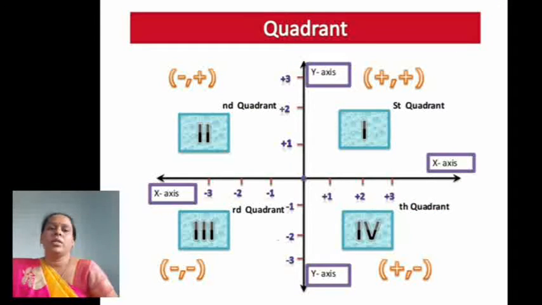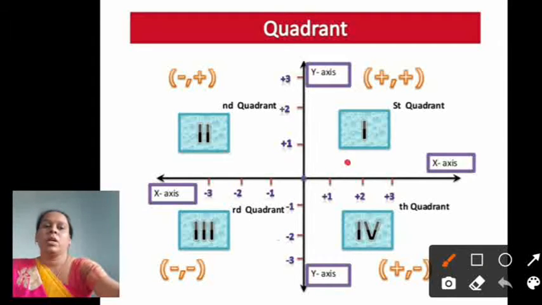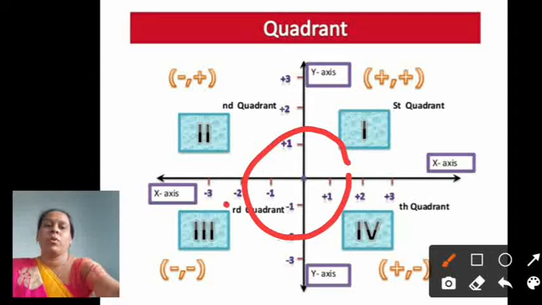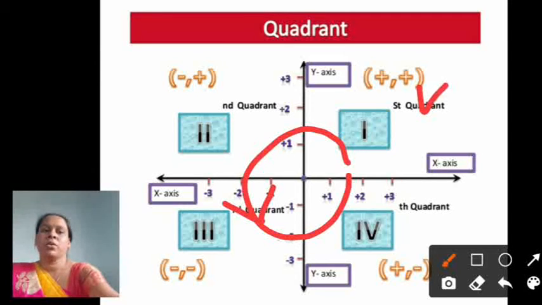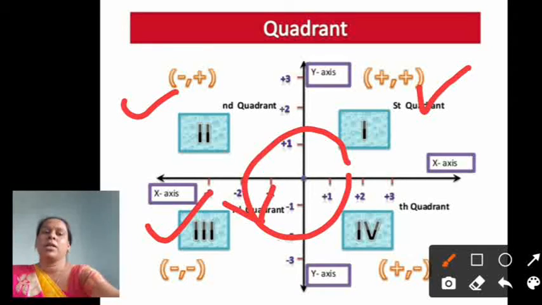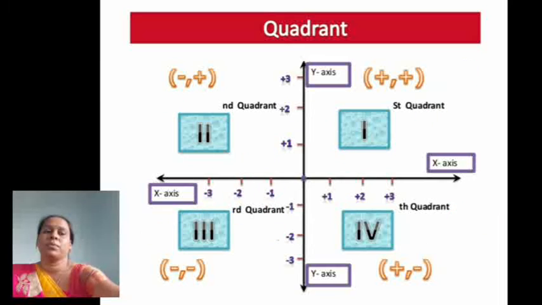These are the quadrants. Labeling of the quadrants is given in anti-clockwise direction. It is your first quadrant, in which values of x and y both are positive. It is your second quadrant, in which x values are negative and values related to y are positive. In the third quadrant, both values are negative, x and y, and in the fourth quadrant, values related to x-axis are positive and values related to y-axis are negative. These are the total 4 quadrants which are labeled in anti-clockwise direction.